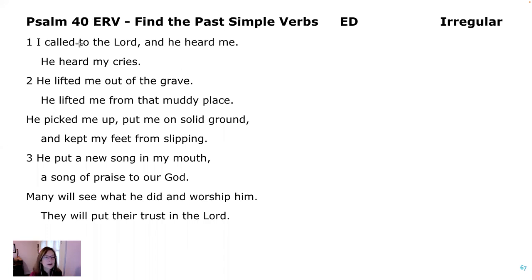circle those words. So as I'm going through this, I see called is one of those past tense verbs. Heard is another one. Here we have heard again.